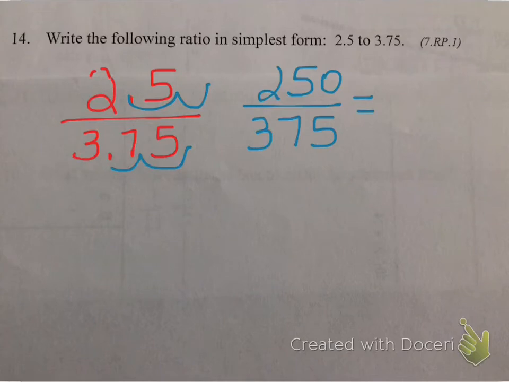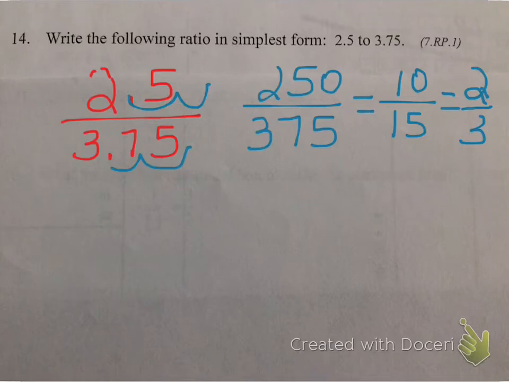So 250 divided by 25 would be 10. And 375 divided by 25 would be 15, so 10 over 15. We could continue. Divide by 5. 10 divided by 5 is 2. And 15 divided by 5 is 3. So 2 over 3 is the ratio there.